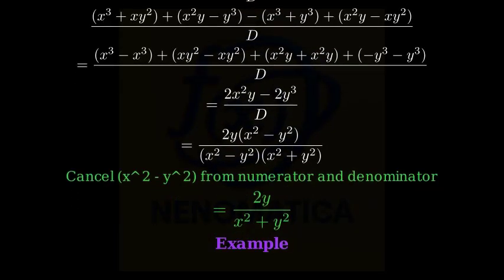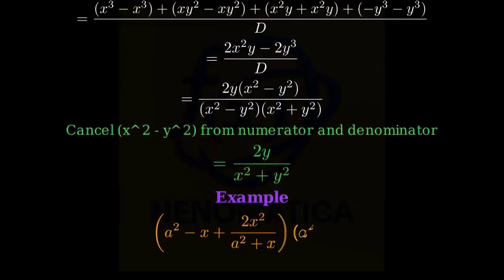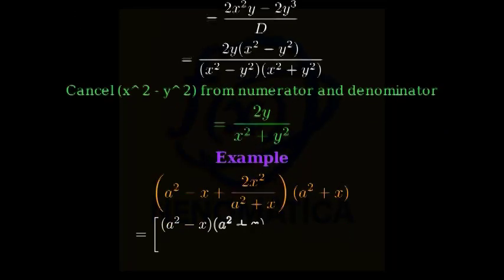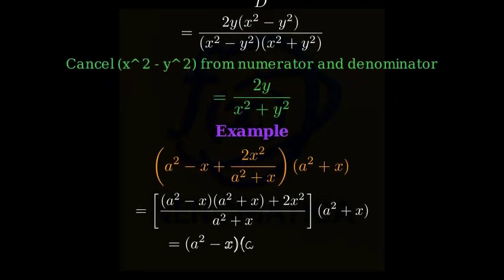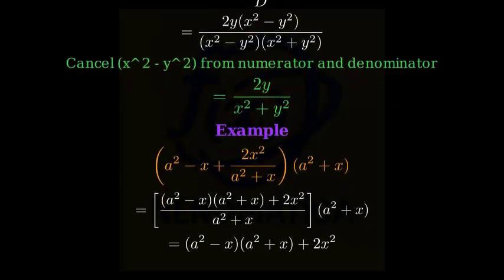example: we will simplify a product that contains a fractional term. Distribute the factor a squared plus x across the bracket by first combining the terms in the bracket over a common denominator. The bracket becomes the sum of (a squared minus x) times (a squared plus x) plus 2x squared, all over a squared plus x. Then multiply by a squared plus x to cancel.